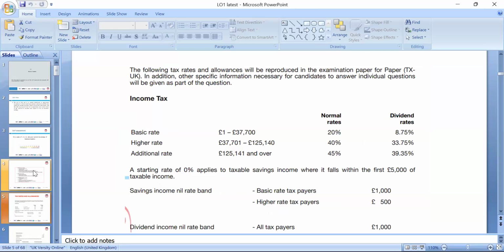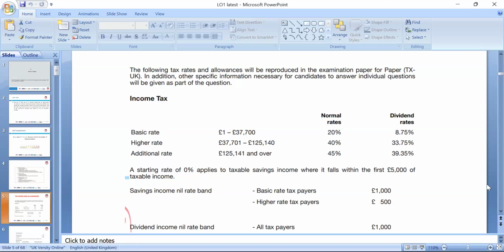The basic tax rates we've been given: if you're earning up to £12,570, that is the personal allowance. If you earn more than that, it is 20%. The dividend rate is 8.75%. Then there are the higher rates and the additional rates. These are the rates we need to keep in mind.